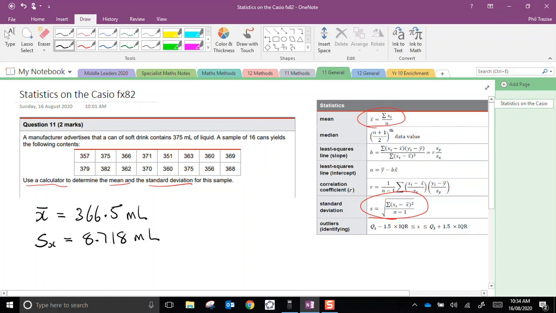That's how we do mean and standard deviation on our Casio Scientific calculators.